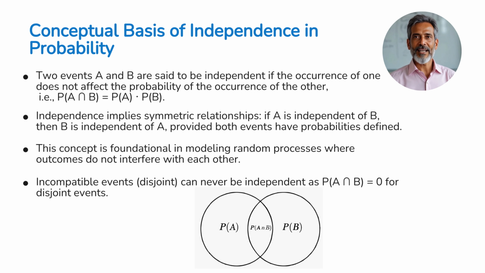If you look at a Venn diagram, picture two circles overlapping. The area where they overlap represents P of A intersection B. The total areas represent P of A and P of B individually. When the overlap equals the product of these two probabilities, the events are independent. This visual helps cement the concept.